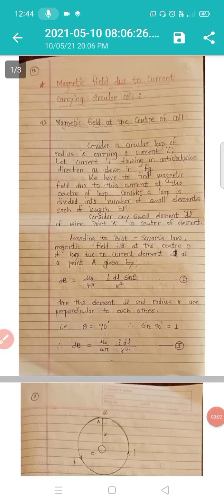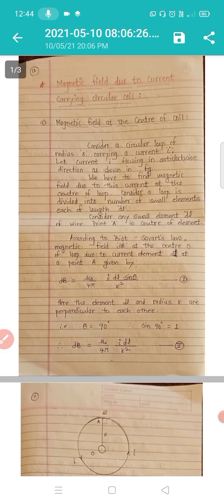Hello students, in last class we saw one of the important applications of Biot-Savart's law, the magnetic field due to a straight current carrying conductor. In this class we are going to study another application of Biot-Savart's law, the magnetic field due to a current carrying circular coil.